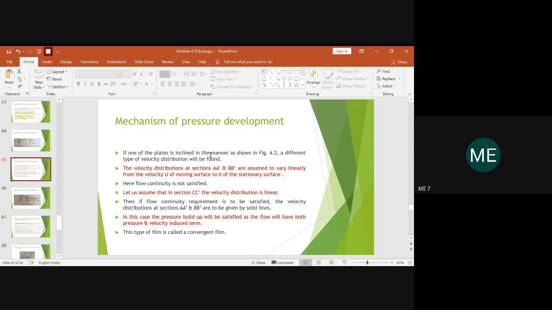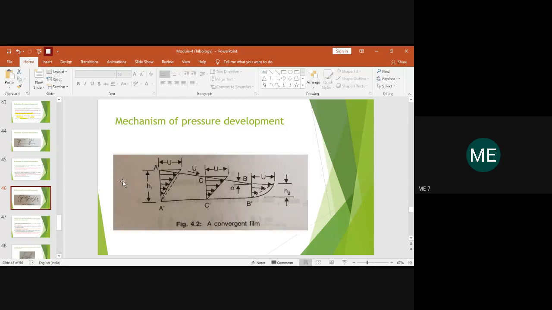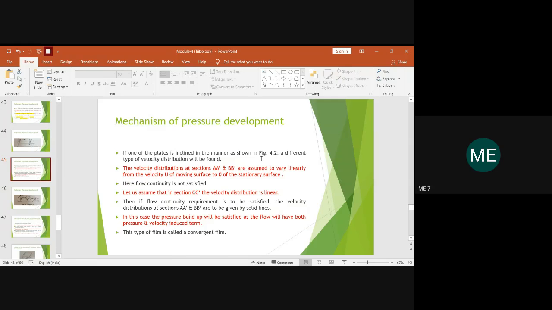In this aspect, the sketch will be as shown over here. Here we are assuming three sections: A dash, C dash, and B dash. Why did we take C dash? Because of the inclination. We have to analyze how the pressure varies, and for that purpose we took this aspect. So here we have taken three sections.